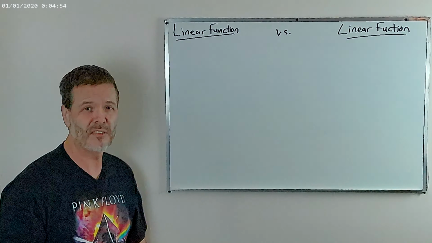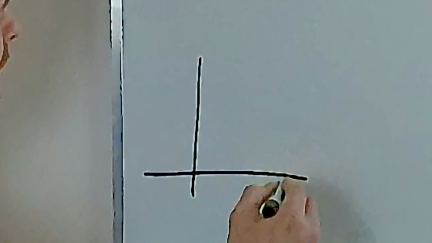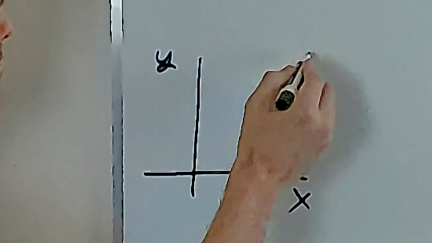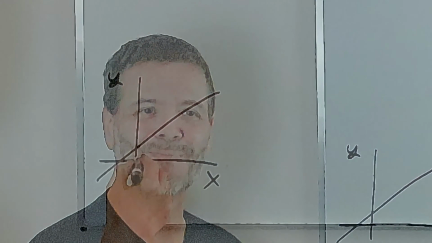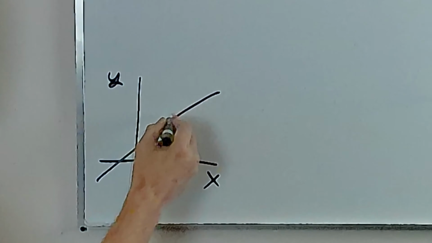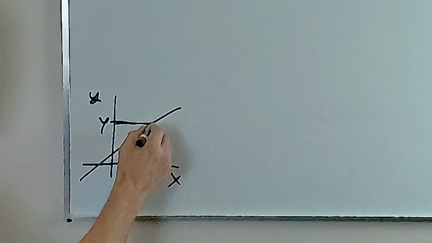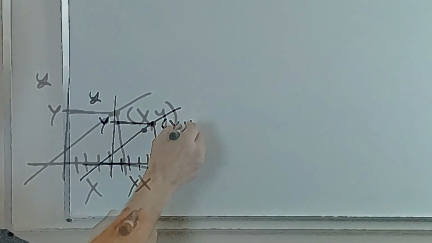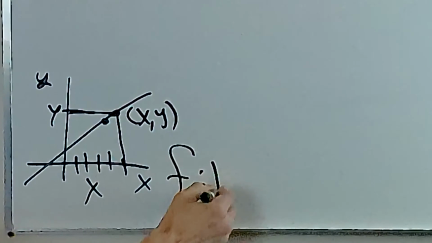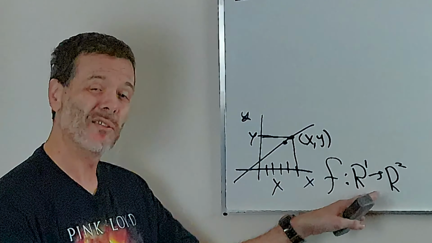As the word suggests, it's a line. That's right. You've got some graph, x and y, and it's a line. For every input of x, there's an output of y. So you have a function that maps R1 to R2. What does all this mean?